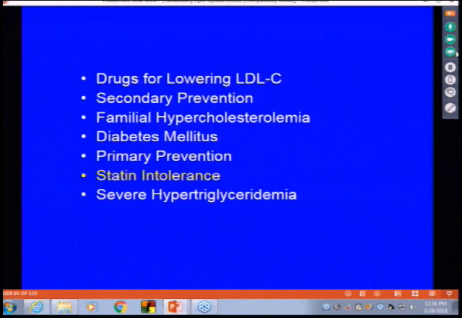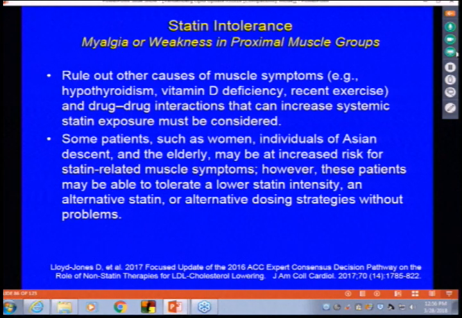Primary prevention trials, statin intolerance. Okay, I'm going to do this in a couple minutes, and we'll do triglycerides and then have questions.